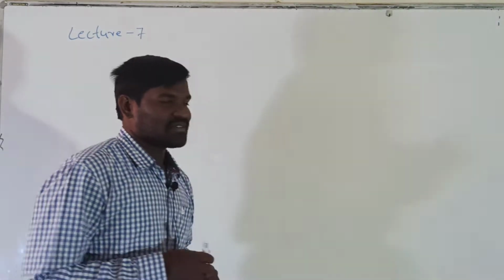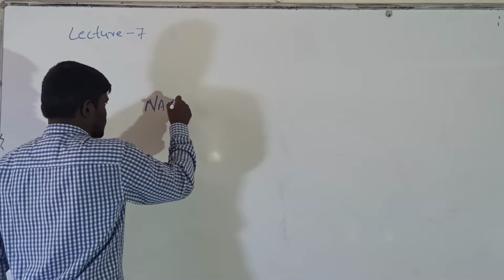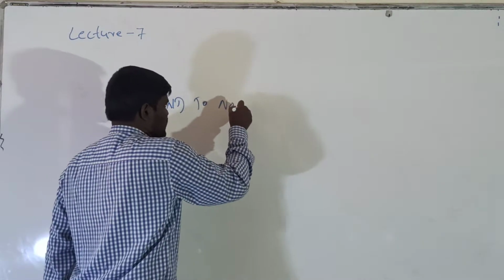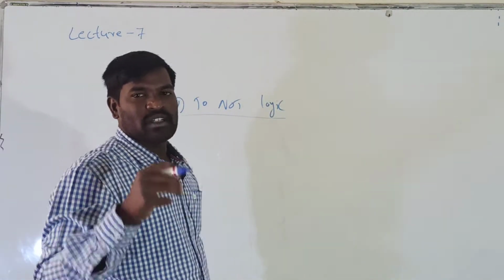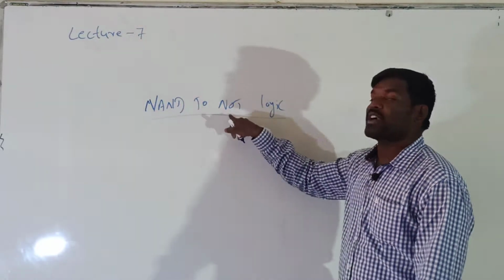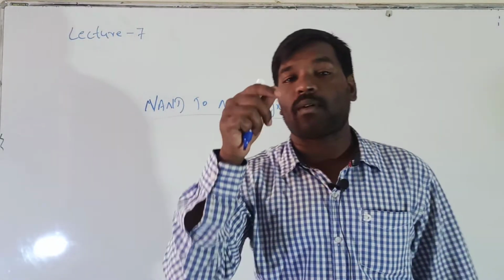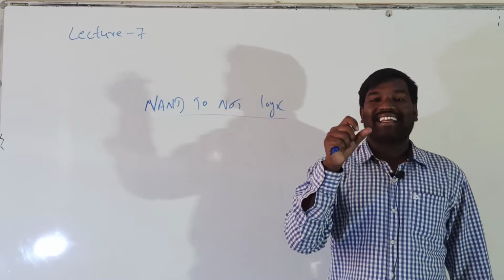Okay, in the last class we already discussed NAND to NOT logic. With the help of NAND gate, we can draw the circuit diagram of NOT, we can draw the circuit diagram of OR, and we can draw the circuit diagram of AND gate.